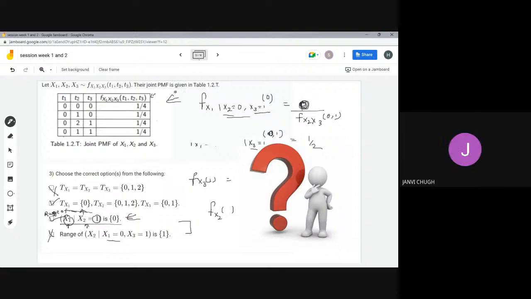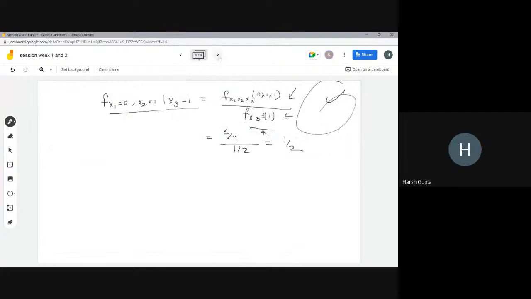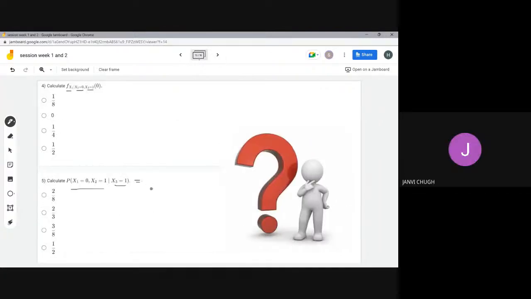Okay, so given that x3 equals 1, there are 2, so 2 by 4 will be in the denominator and 1 by 4 in the numerator. See, we just discussed this question. This question is not so simple that you just take x1 0, x2 1 and x3 1. You have to break this into joint divided by marginal. Otherwise, you will most probably end up with a wrong solution. So just make the joint and divide it by the marginal. It takes just a minute, but it will surely give you the right answer.